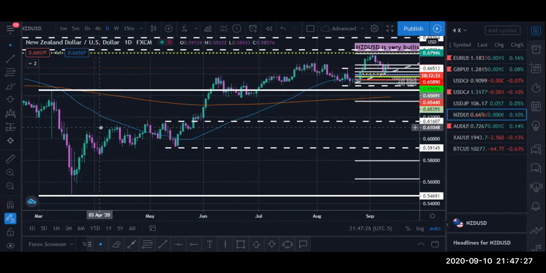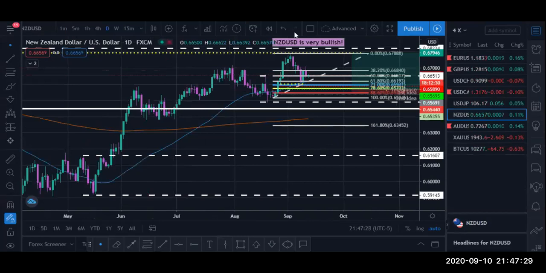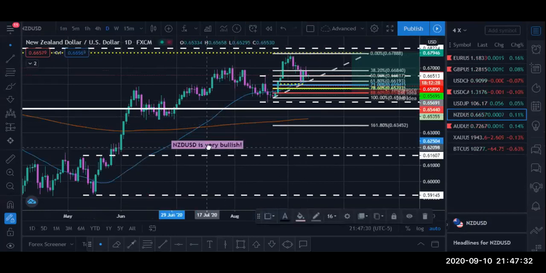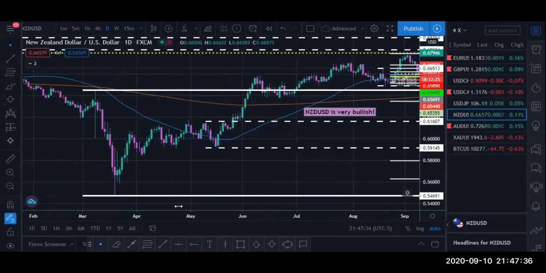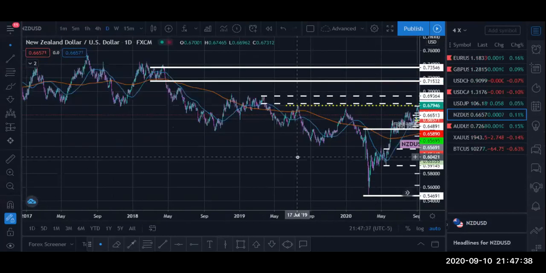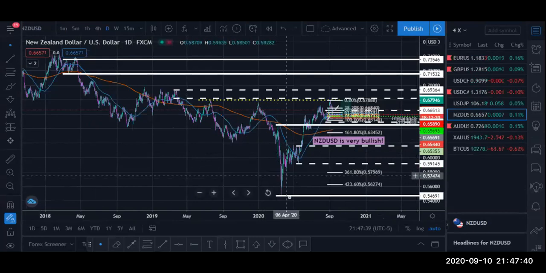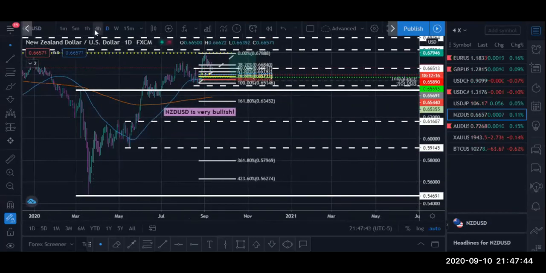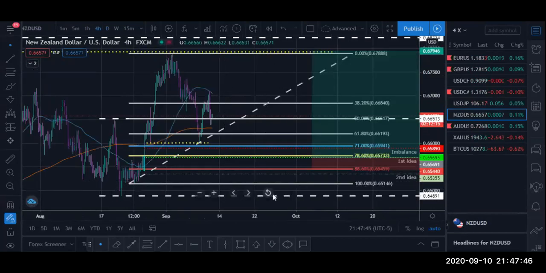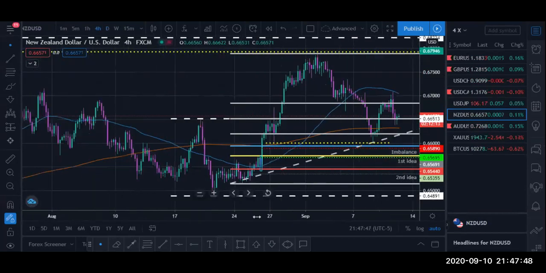Okay. So I had my little note up top. Y'all can't really see it. I was saying NZD is very, very bullish. No matter what, it might be sliding down a little bit, but for the most part we've been bullish for a long time. Not too sure when we're going to go bearish, but we just trade with the trend. The trend is definitely our friend.